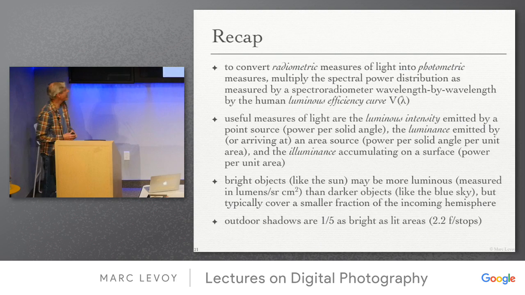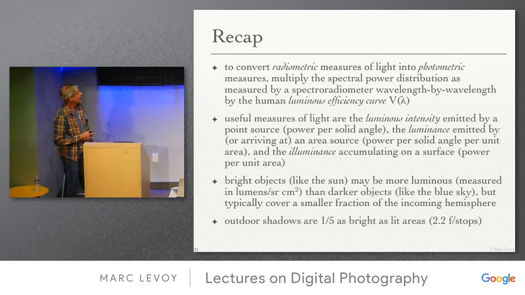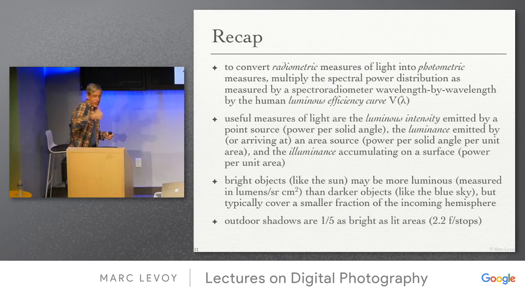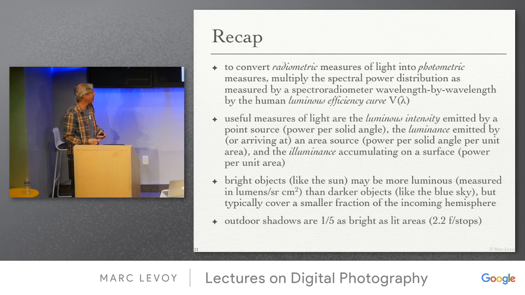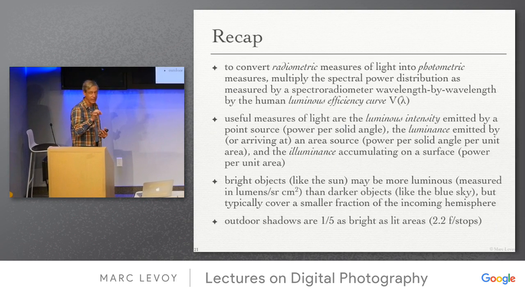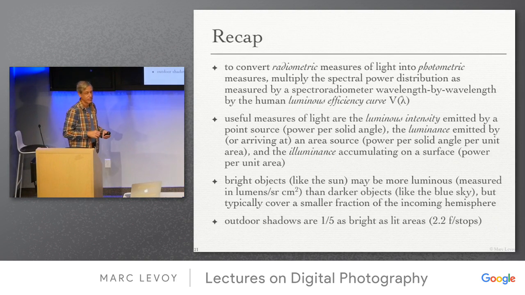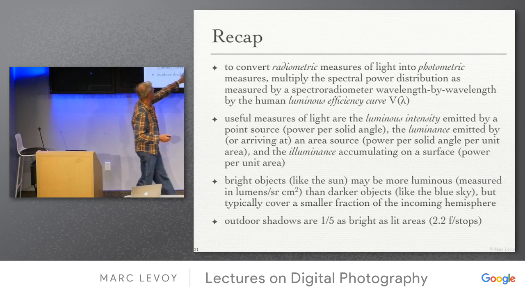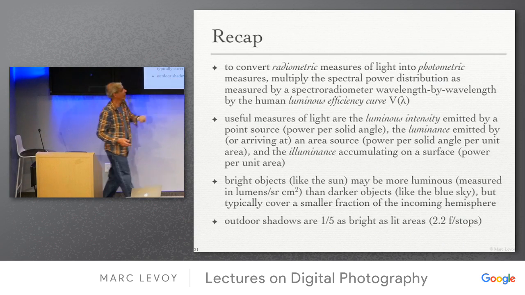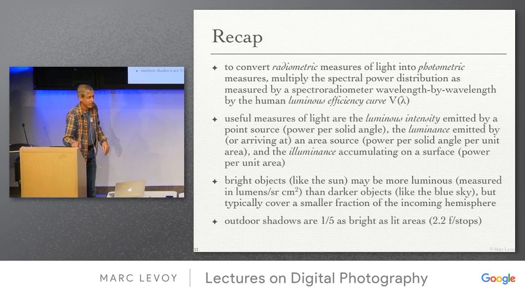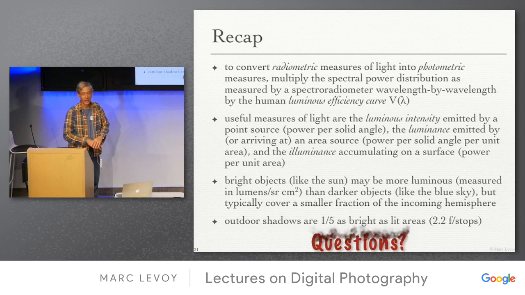Okay. So recap: radiometric versus photometric measures related by the luminous efficiency curve. And then we talked about the luminous intensity of a point source, the luminance per unit solid angle per unit area, and the illuminance accumulating on a surface, which is per unit area. The way to think about these, to get them straight, is to remember the units. And bright objects might be more luminous than dark objects, but you have to consider what fraction of the incoming hemisphere they cover. And then this thing about bright shadows. Any questions?